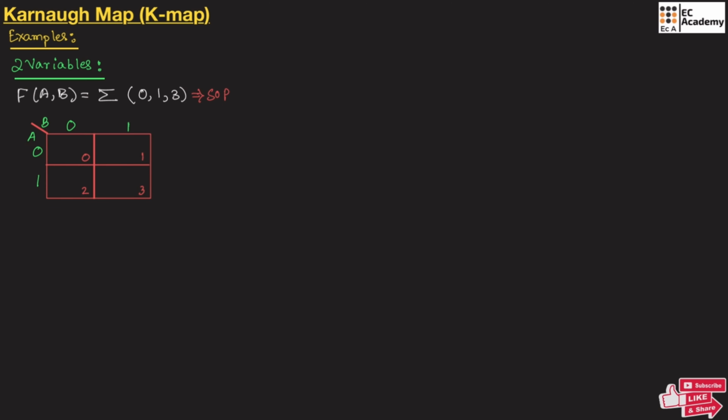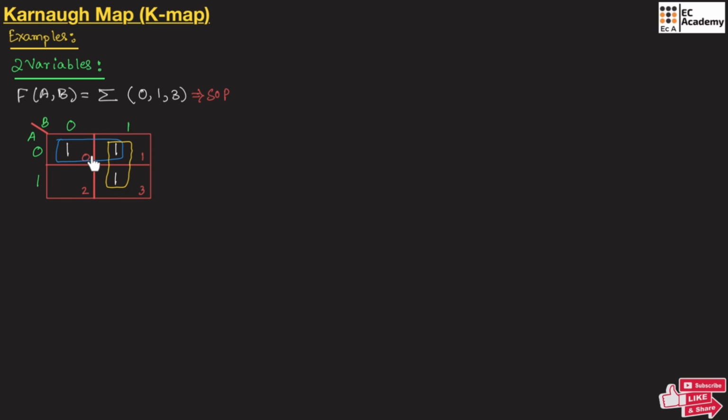For a sum of product, wherever the output is 1, correspondingly we will write 1 in the k-map. So the output is 1 for 0, 1 and 3. At 0, 1 and 3, we will write 1. Other cells you can enter 0 or leave as it is. Once you enter these values, we can group these two 1s and then group these two 1s. So we can make these 2 groups of 1s.